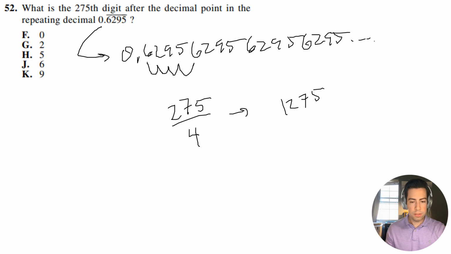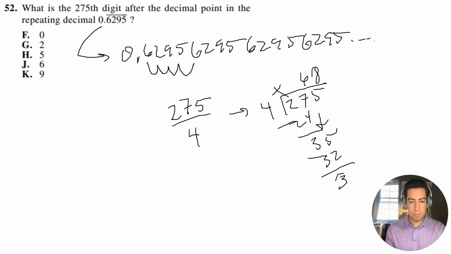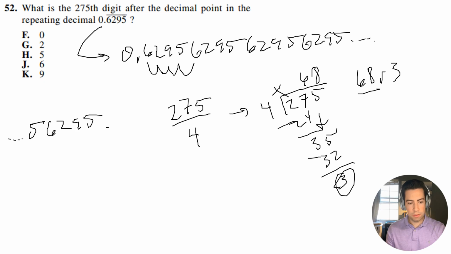So 275, if I divide that by 4, I'm going to get 6 here, and then 4 goes into 35 8 times. So I'm going to get 32, and I'm going to have a remainder of 3. So I'm going to get 68 remainder 3. Now, what does that remainder tell me? Basically it says that we're walking 4 terms, 68 times. Let's say I'm on my 68th time here, so I just end at 5, and then it's 6295, repeating.